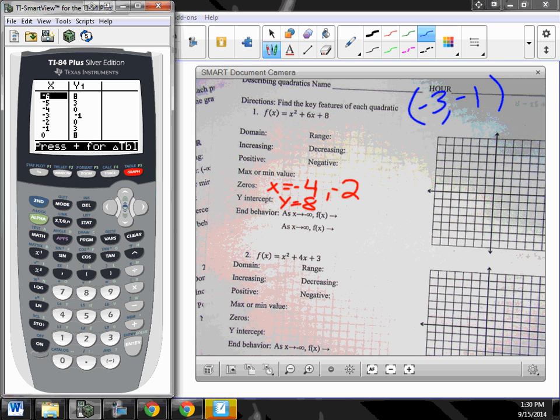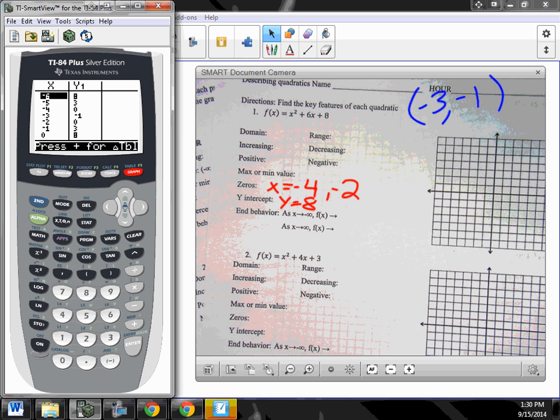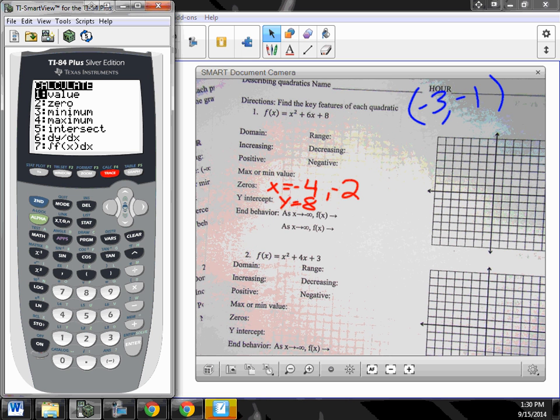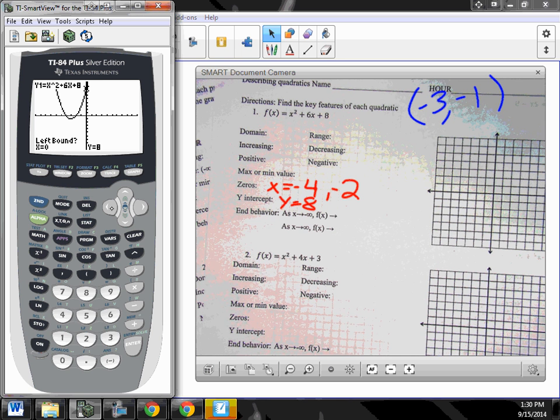Well, let's actually find it then. So everybody push second calc. We want to do number 3 for the minimum. So you can either plug in numbers or you can just use the arrow. So if I go to the minimum, it wants some number to the left. So I'll just go to the left a little bit, hit enter. Some number to the right of the minimum. So go over here to the right and hit enter. And then my guess will be right there.